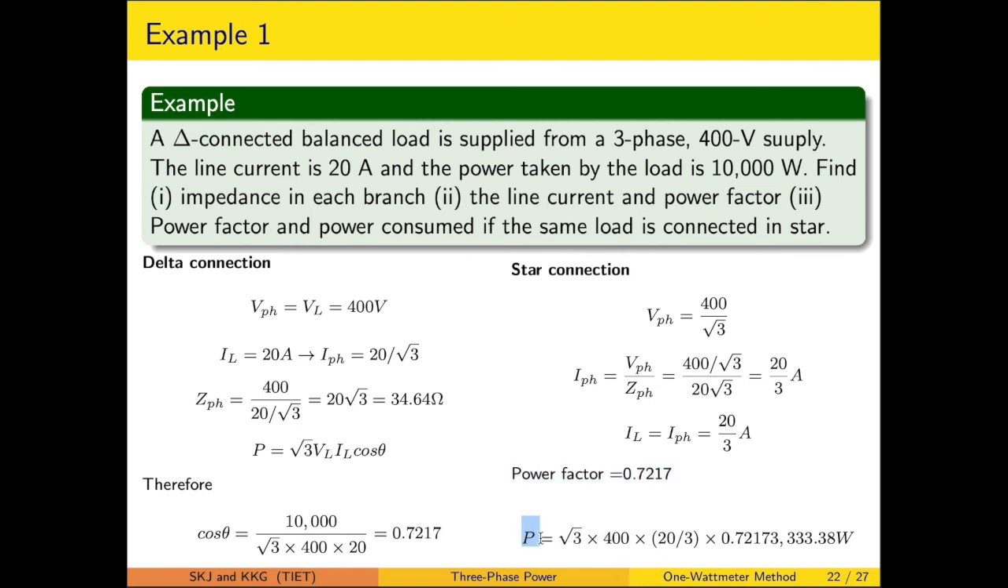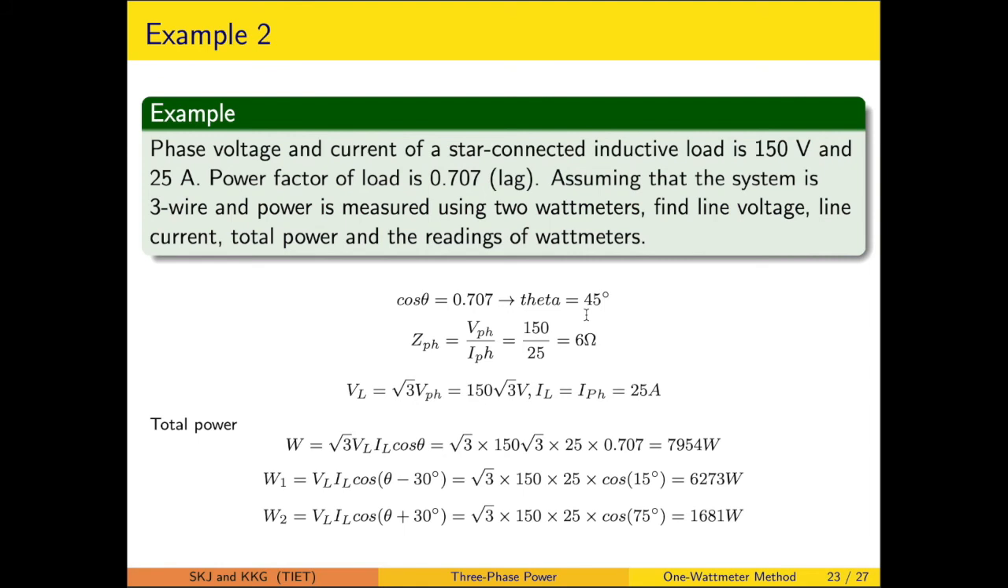The power value when calculated for the star connection is coming out to be 333.8, so basically it is resulting in 3.33 kilowatt. Previously it was 10 kilowatt. So you can say when the impedance value is the same, the power is 3 times in case of delta in comparison to the star connected arrangement when the line voltage remains the same.